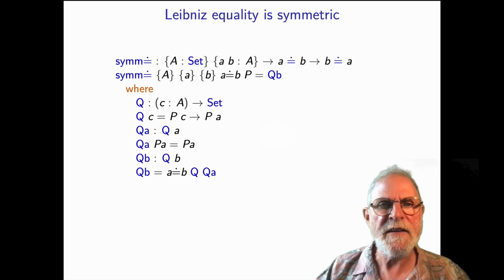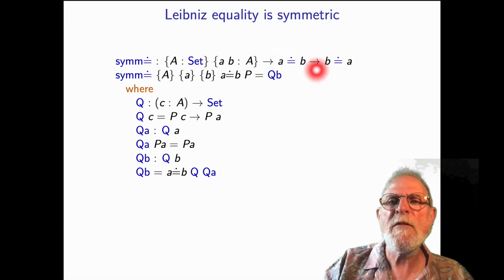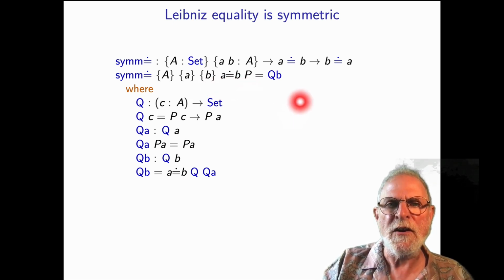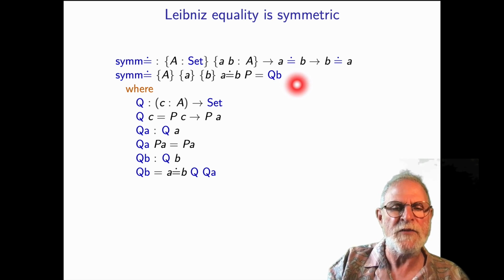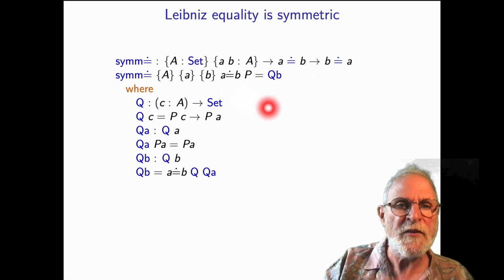Now, the fun one is symmetry. So now, given evidence that A equals B, we want to return evidence that B equals A. So we've got evidence that A equals B. We take our arbitrary predicate P, and now we need to return a function that, given evidence of P of A, returns evidence of P of B. So that's what Q of B is going to be. So we're going to define a new predicate Q in terms of P.